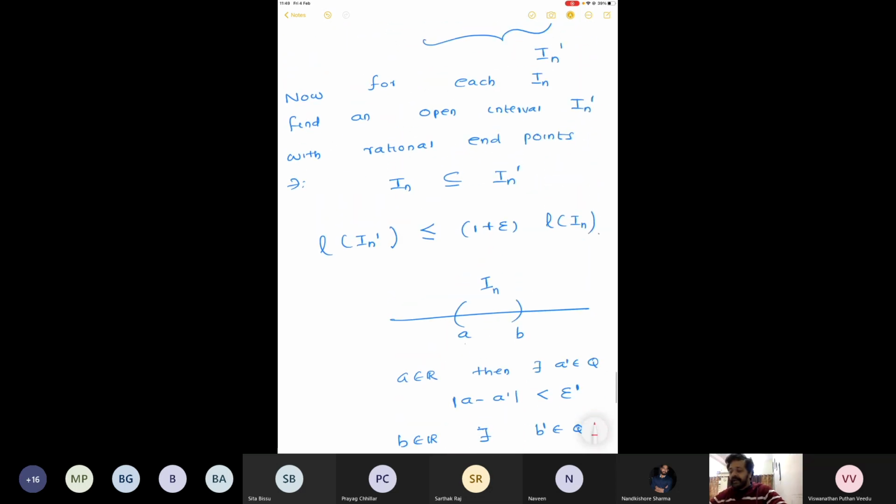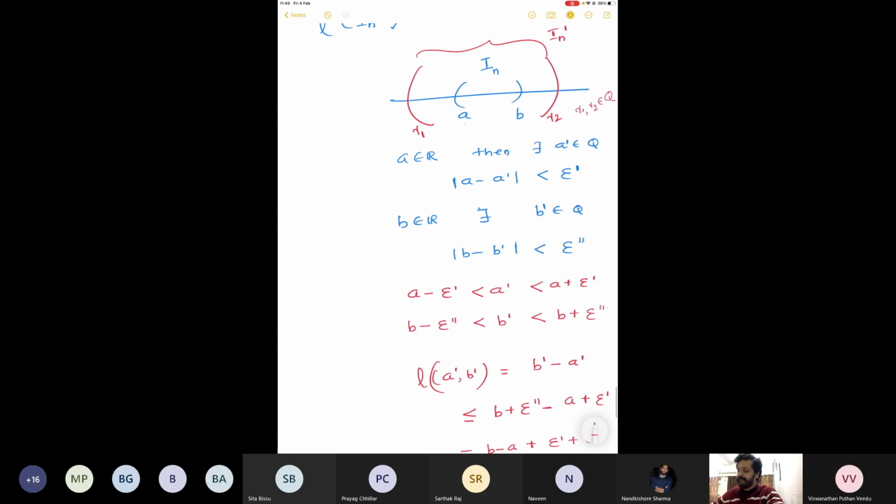So what I claimed is that given any open interval I_n, give me 2 minutes, I can get an open interval I_n' with a rational endpoint. I_n is contained in I_n', like this. So this is my I_n'. And I_n' has rational endpoints r1, r2 in Q. That much is okay, but how to put this condition? The length of the larger interval will be less than or equal to (1 plus epsilon) times the length of I_n. It is not hard to achieve. That's what I wanted to prove with the help of this.